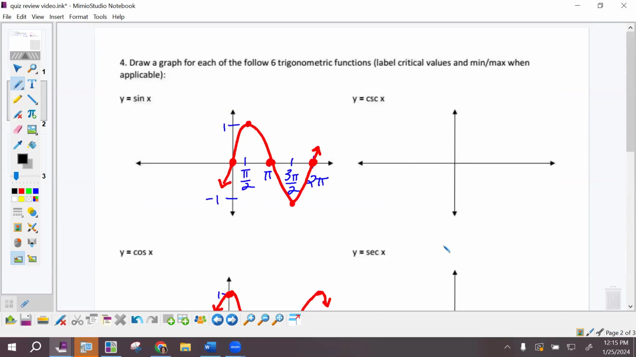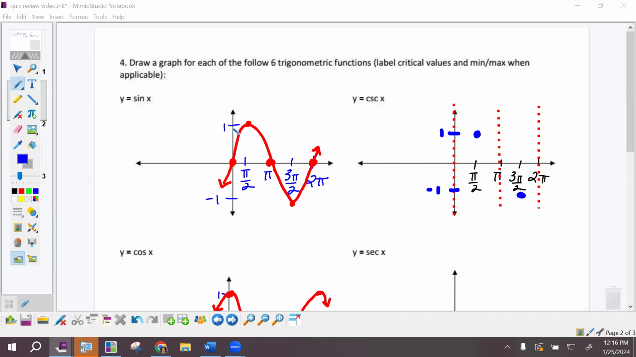For all the reciprocals, so cosecant, it's nice to build off of the sine graph. And everywhere that the sine function had an x-intercept is where cosecant will have an asymptote. And for the curves, I'm still going to need my 1 and negative 1. The pieces of the wave reflect up and go towards these asymptotes.